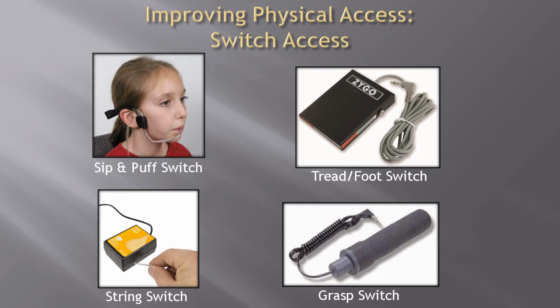The grasp switch in the bottom right corner is held in the hand. It is squeezed to get the switch activation. The key with this one is that you must also be capable of relaxing your hand after activating it in order to use it again. A key bonus for this switch type is that not having to go seek out the switch location is very helpful for some people and can greatly increase their activation reaction time.